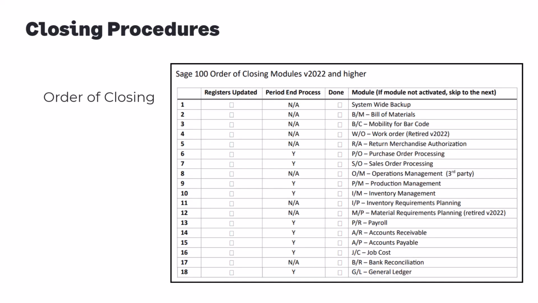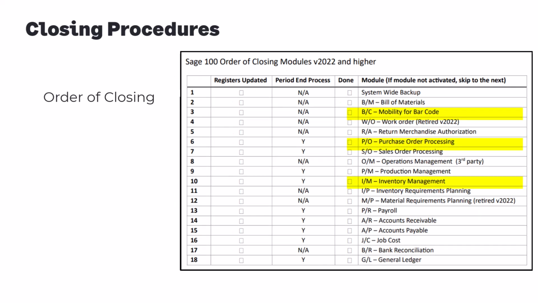It is important to follow a logical order of closing, so a module that writes to another module's posts first. Here we have a list of the various modules and the order they should be closed in. Some modules don't have official closing routines, such as bill of materials, production management, return merchandise authorization, and barcode. However, you would want to review these modules and run various reports on a routine basis.